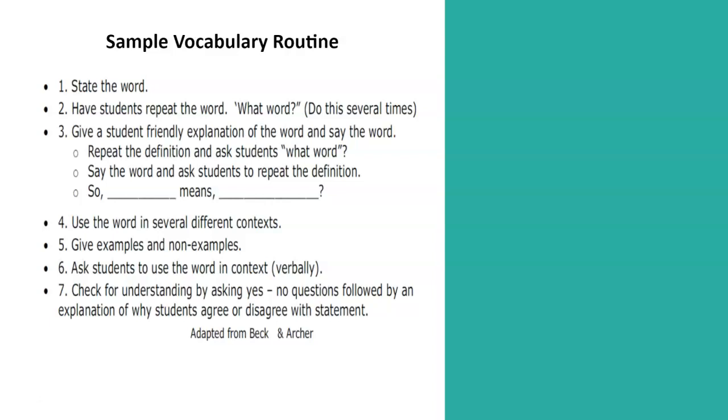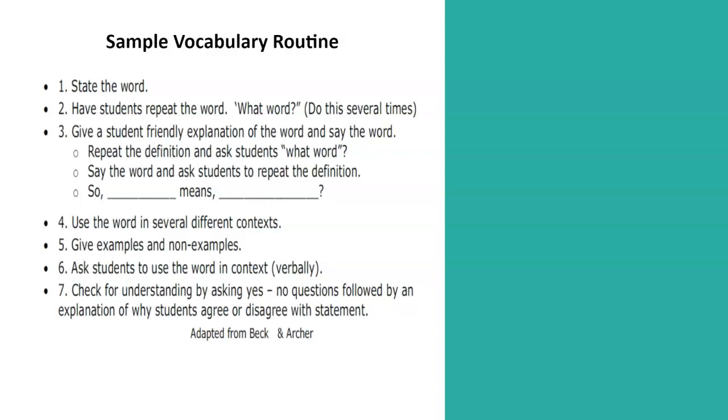When providing examples, if possible, you can act them out, provide physical, concrete examples, or display a visual or a graphic. And use the word several times while giving examples of its use and saying what it is and is not. In step 6, you begin to check the students' understanding by asking them to come up with their own sentences by using the word in context.